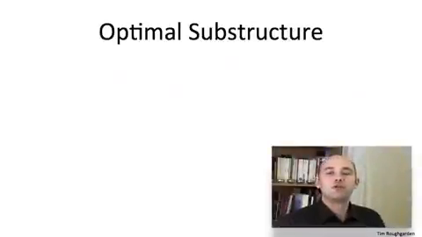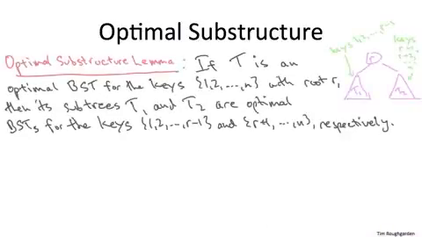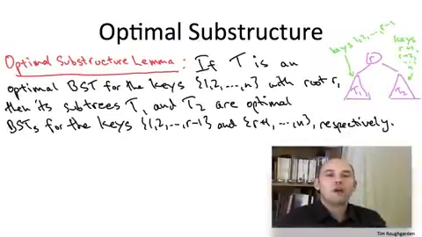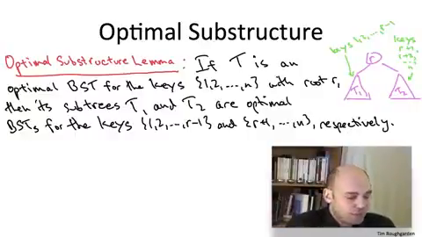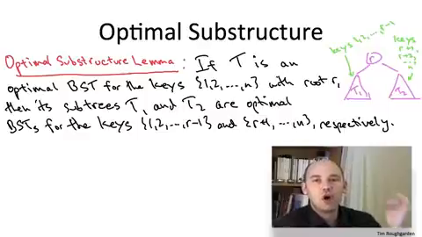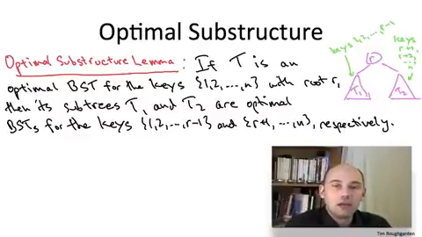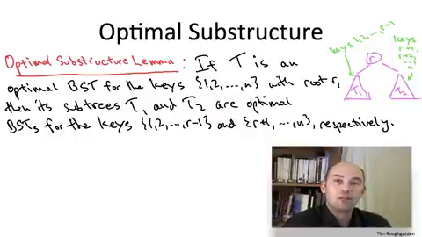Let me quickly remind you of the optimal substructure lemma that we proved in the previous video. Suppose we have an optimal binary search tree for a given set of keys 1 through n with given probabilities, and suppose this optimal binary search tree has the root R. Well, then it has two subtrees, T1 and T2. By the search tree property, we know exactly the population of each of those two subtrees. T1 has to contain the keys 1 through R-1.